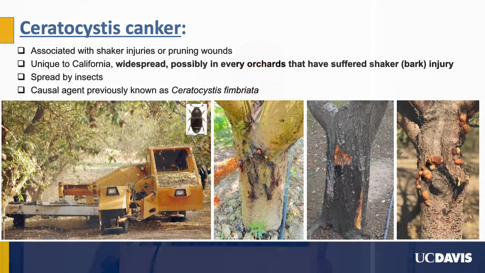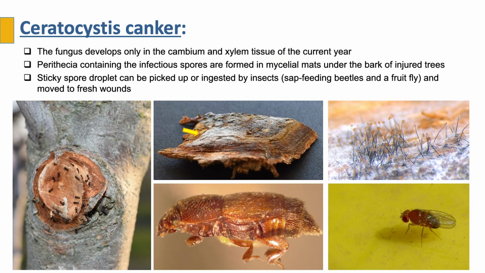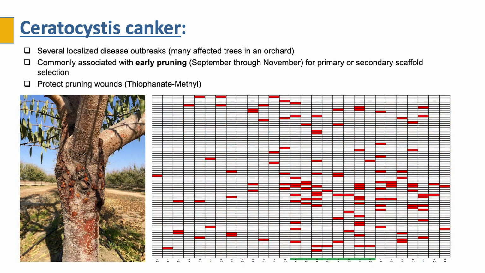Of course, the inoculum is present in almond orchards, but again, any trees that suffer shaker injury are likely to suffer this Ceratocystis canker. It's a unique fungal disease in a way that it is spread by insects and not by rain. And this is a pruning cut. It's very interesting to see how many bugs are attracted to these fresh pruning cuts. And so that's how the disease moves around, right? Those bugs or Drosophila flies will collect the droplets of spores from these fruiting bodies and move them from a tree to a fresh pruning cut. And so that's how Ceratocystis is going around.